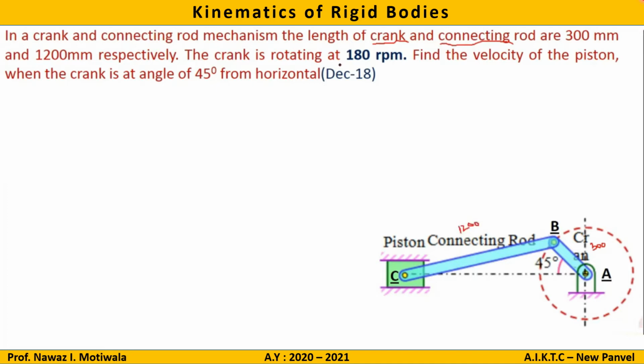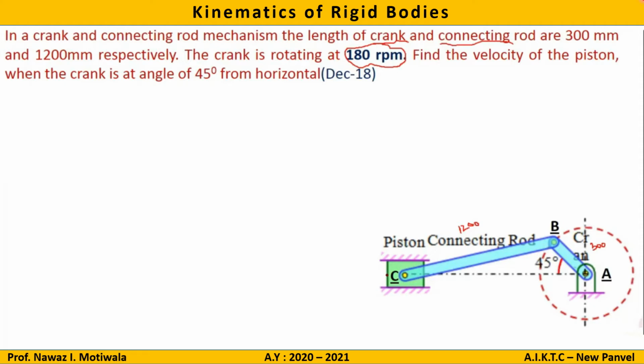The crank is rotating at 180 rpm. Find the velocity of the piston when the crank is at an angle of 45 degrees from the horizontal. When this crank is at 45 degrees, what is the velocity of this piston? So again, there is nothing new. There is some change in the units, that's it. We have to follow our same regular procedure.